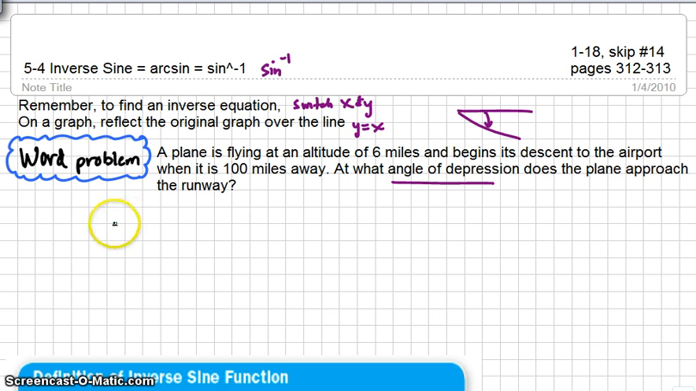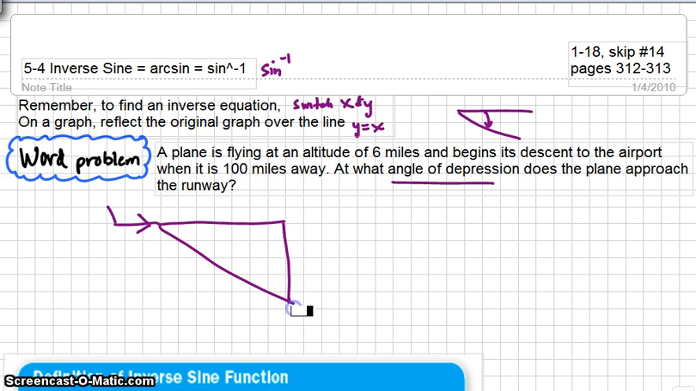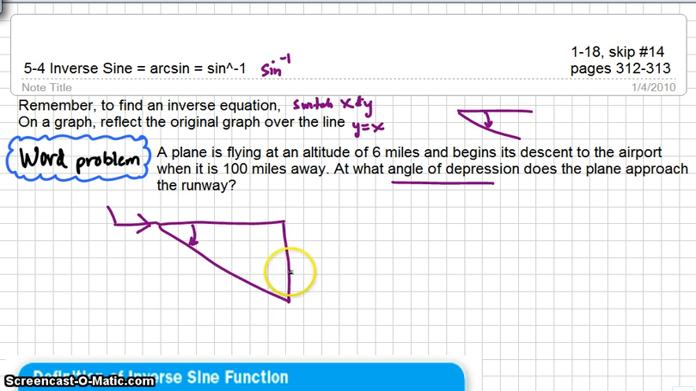So when we're drawing our picture, we've got our airplane flying, and it's going to have a downward angle as it goes towards the airport. So here's the angle that we're trying to find. So the airport is over here. Obviously it's going to be down at the bottom. It's 100 miles away, so our 100 is here, and the 6 miles is the altitude, that is the height between the plane and the ground. So that's going to be 6 here.